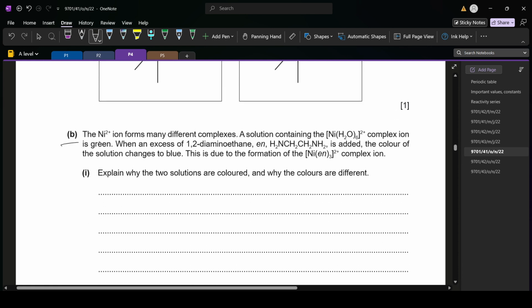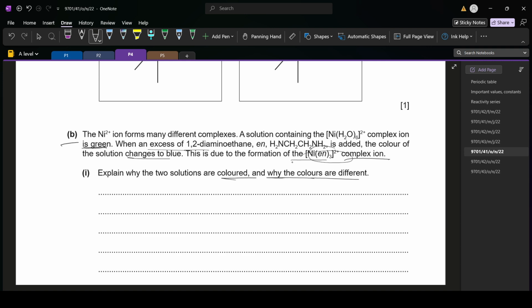Now part B. The nickel 2+ ion forms many complexes. A solution containing this complex ion of nickel is green. When an excess of 1,2-diaminoethane (en) is added, the color of the solution changes to blue. This is due to the formation of this complex ion. Explain why the two solutions are colored and why the colors are different. So why do the complexes form colored solutions?